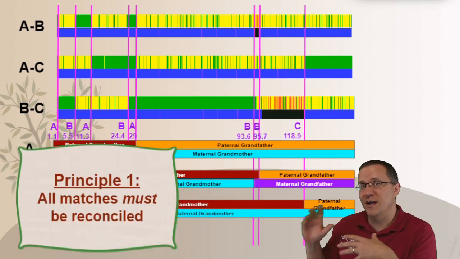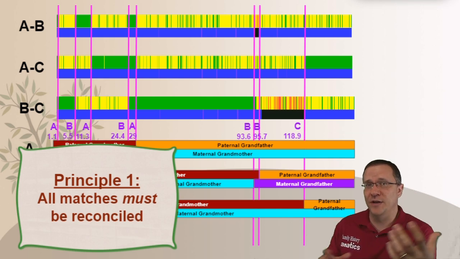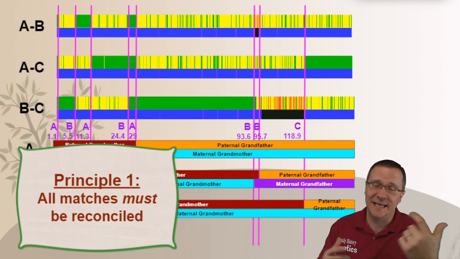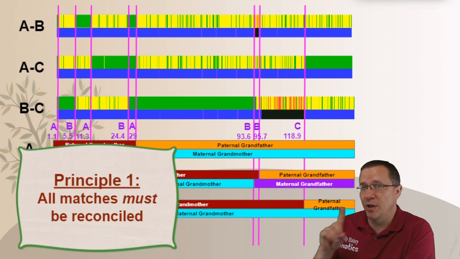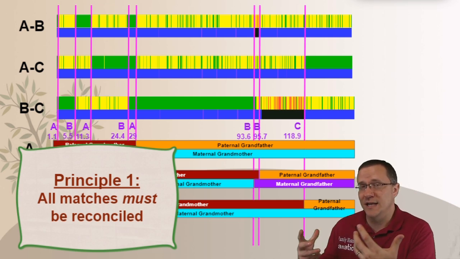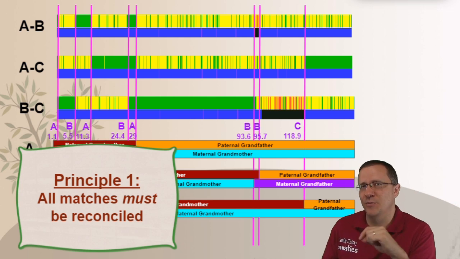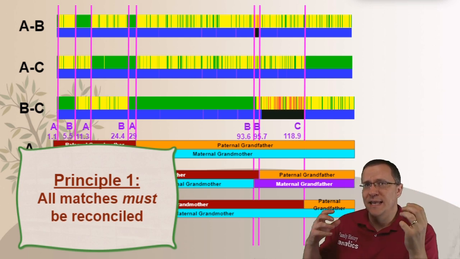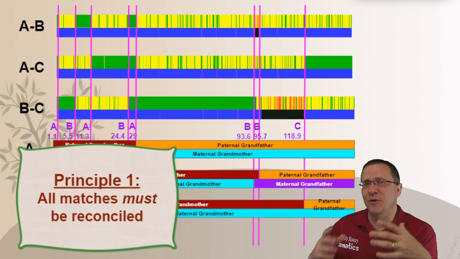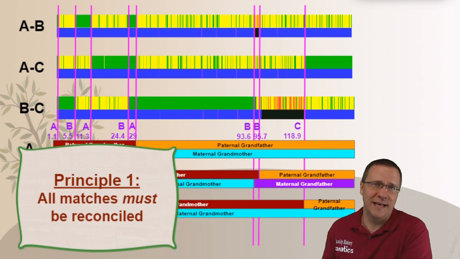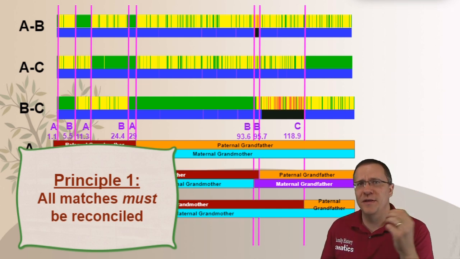In the first 3 videos, I talked about principles that needed to be followed as you're going through visual phasing, and today's video is no different. But there's only one principle for reconciling matches, and that is that all matches must be reconciled. Now, what that means is there's got to be a reason why things don't line up. Now, there can be various reasons.